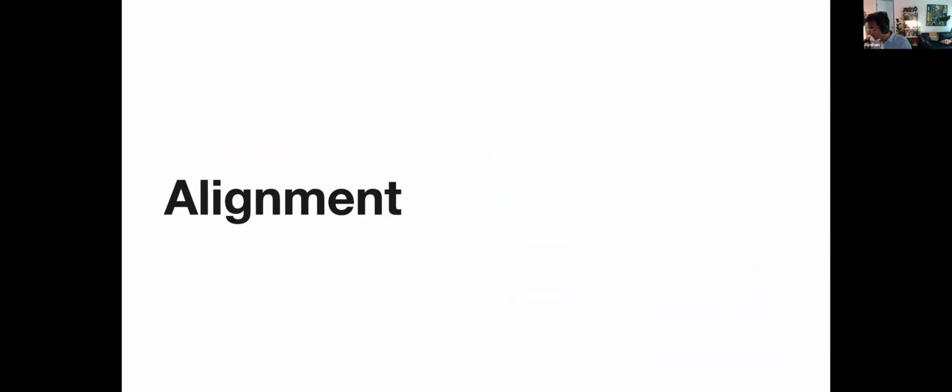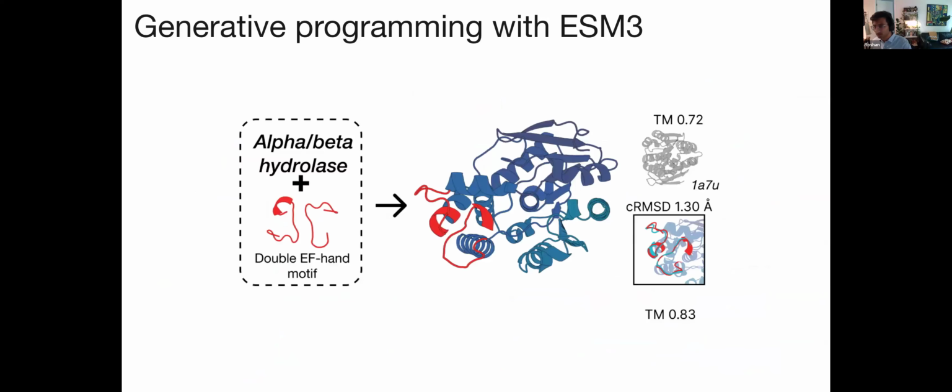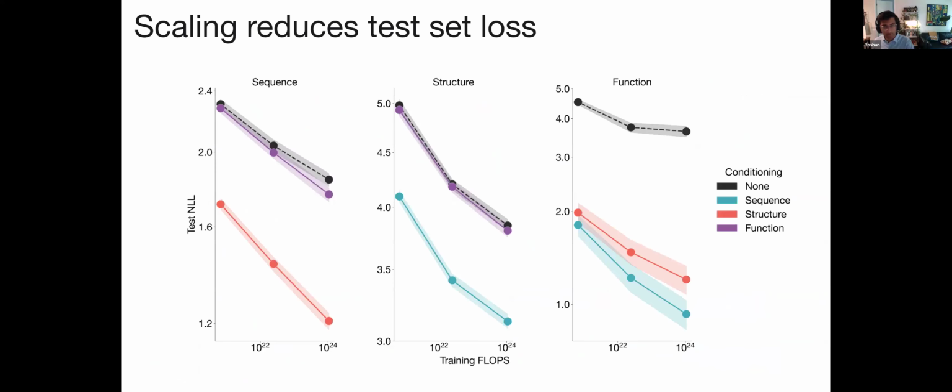Why does it seem like adding function tokens loss does not improve much? Yeah, this is an interesting question. It's something we want to look into more and see if we can have a better representation of function in the model.